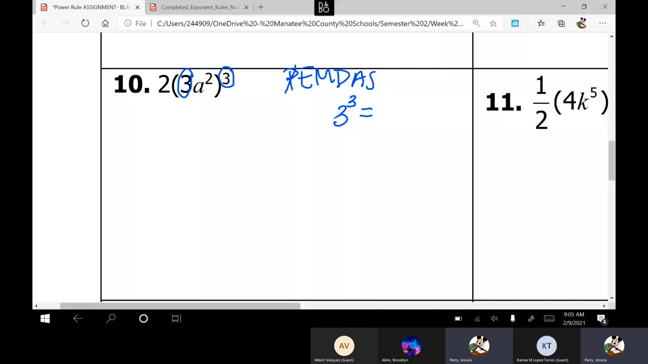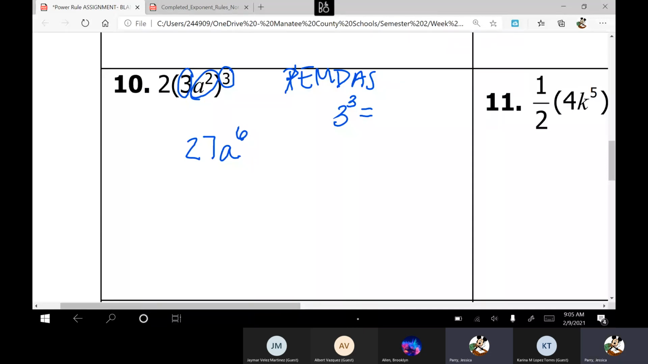You should get 27. So doing that first, here's my 27. And then I have the variable a, a to the power of 2 to the power of 3. So what can I write for my new exponent for a? When you're doing power of a power, you multiply your exponents. So what is my new exponent for a? All you do is multiply. So multiply 2 times 3. Then we get 6.